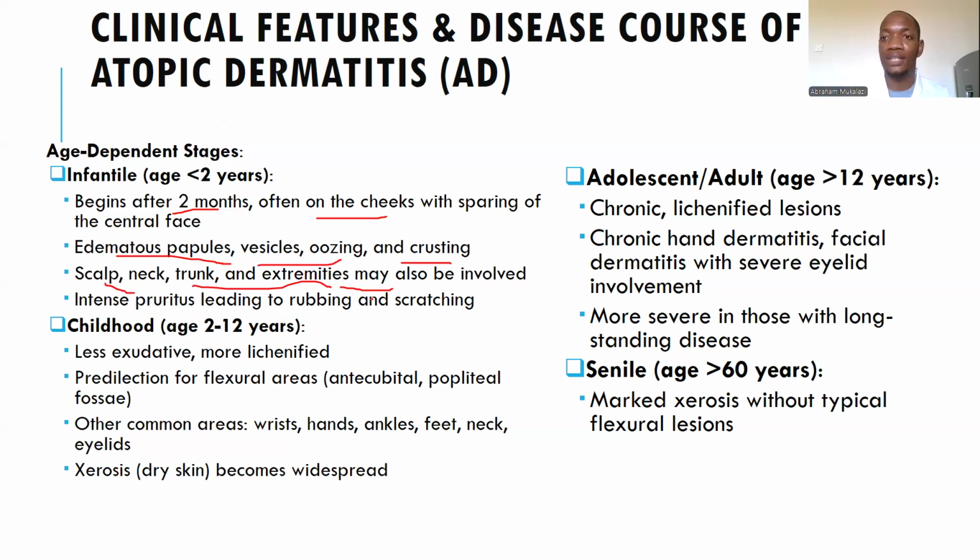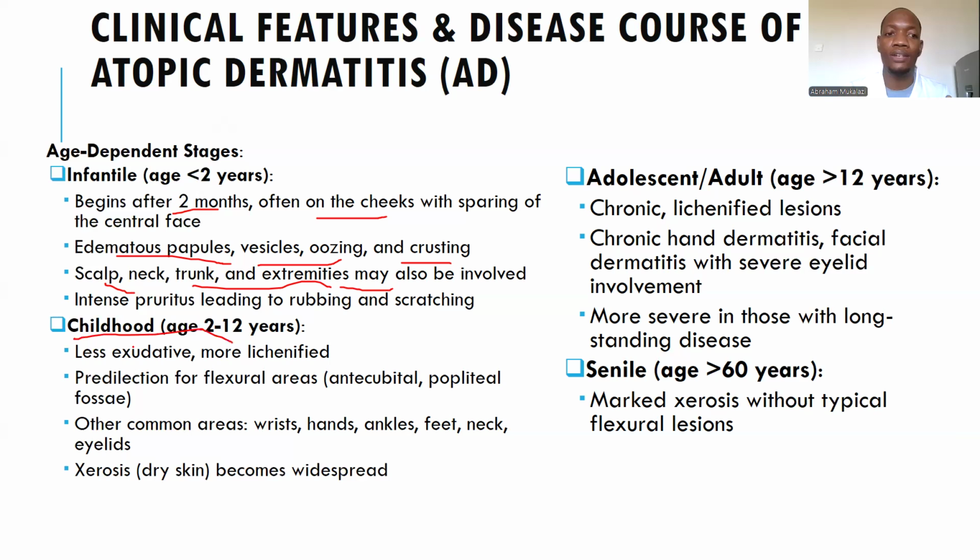So if the child has started crawling, even the hands can get affected, the elbows, the knees, the cheeks here. So it will affect what we call the convex surfaces of the body, even the skull. Then when we go to the second classification, we call it childhood atopic dermatitis. In this case, anywhere between 2 years and 12 years, we call that childhood atopic dermatitis.